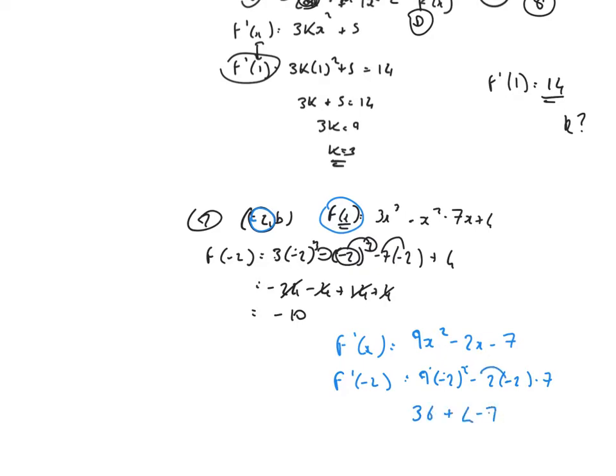Plus 4 minus 7, and that's 33. 33 is greater than 0. f dash x is greater than 0. Therefore, the function is increasing.